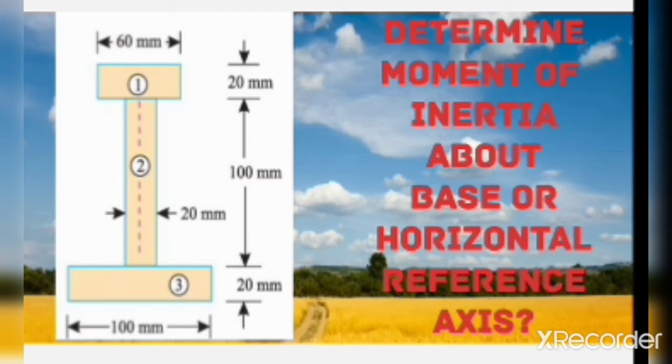Generally, the question will be to determine the moment of inertia about the horizontal reference axis or base by taking the top and bottom flanges. That kind of question will be asked, but here all the data are directly given in the problem. Here 1 and 3 are the top and bottom flanges, and 2 is the web.